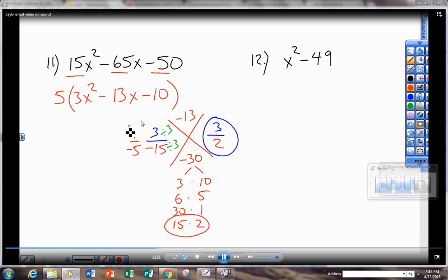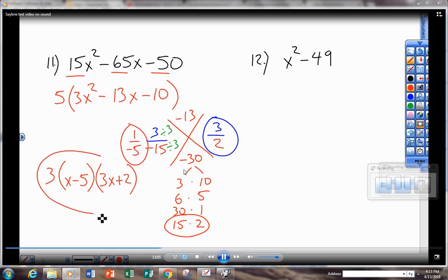So it's going to be 5 on the outside. Don't forget that 5 on the outside. And then for some reason I put 3 here, so don't put a 3 there. Make sure there's a 5 there. I'm not sure why I put a 3. And then x minus 5, 3x plus 2. So again, please be careful. Don't put the 5 right there. For some reason, I have no idea why I put 3 there, but that should be a 5.